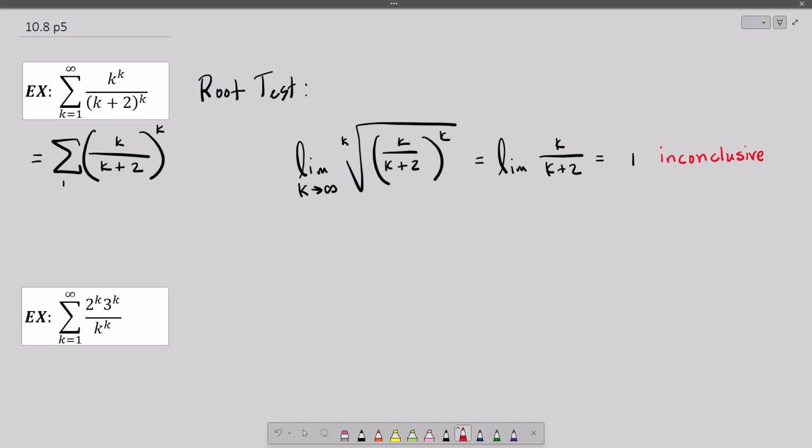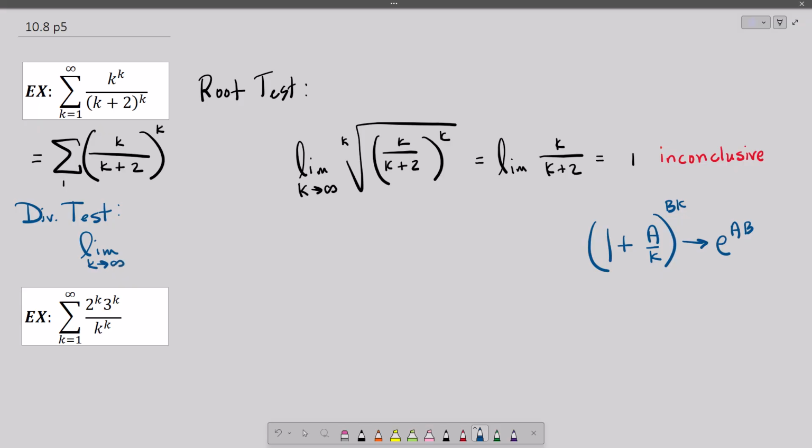We have our e shortcut. We have 1 plus a over k to the b times k goes to e to the ab. It looks a little bit like that, like if we could flip the inside of this. Let's try. So let's go divergence test. The divergence test just says take the limit of a sub k as k goes to infinity.